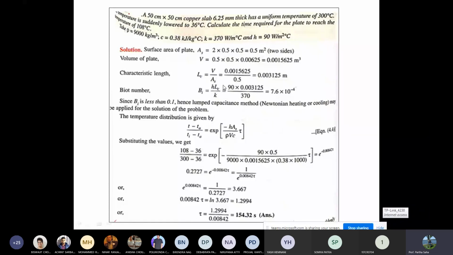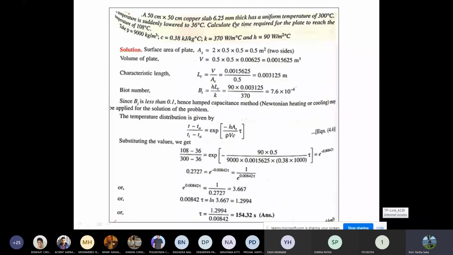Biot number you calculate as h Lc by k, this much. Since the Biot number is less than 0.1, we can use this expression. Since it is the lumped capacitance method, Newtonian heating or cooling may be applied. So you have to check whether the Biot number is less than 0.1 or not. Only if it is less than 0.1 can we use the lumped capacitance method that we have derived. So you can write this expression: T minus T-infinity over Ti minus T-infinity equals exponential of minus hS over rho V c times tau.